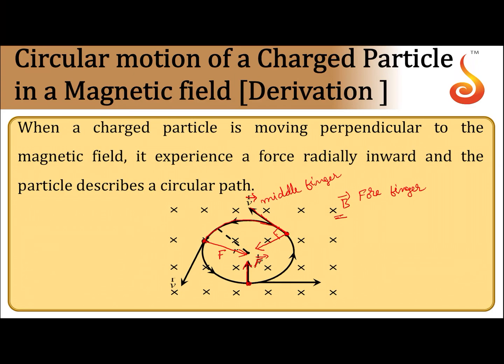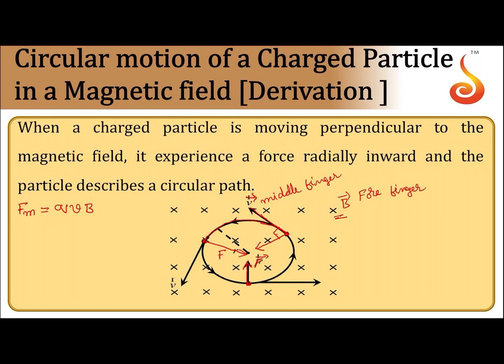So here the magnetic force Fm is given by QVB. It is actually QVB sin theta. Sin theta becomes 1 because theta is equal to 90 degrees, right? So Fm should be equal to QVB. This should provide the necessary centripetal force for circular motion.